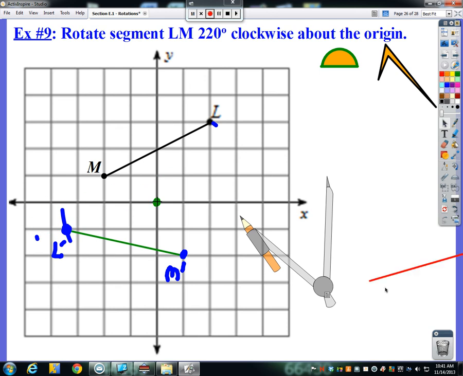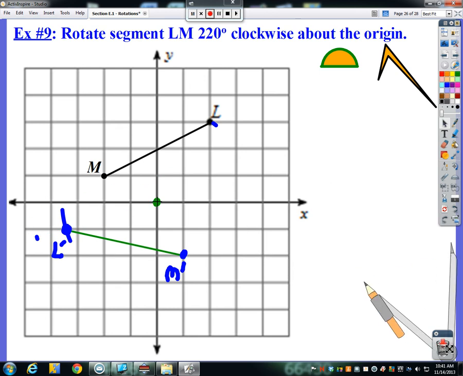Okay, and then the nice thing to do is just to clean everything up here at the very end. You know, get rid of any extraneous marks. For example, we don't need this compass mark anymore, so you could erase that. So that really the only thing you see in the end is segment L prime M prime, and you're done.